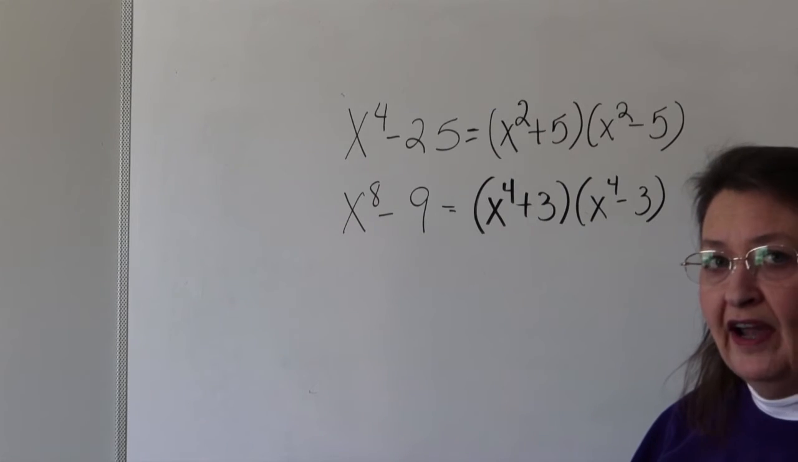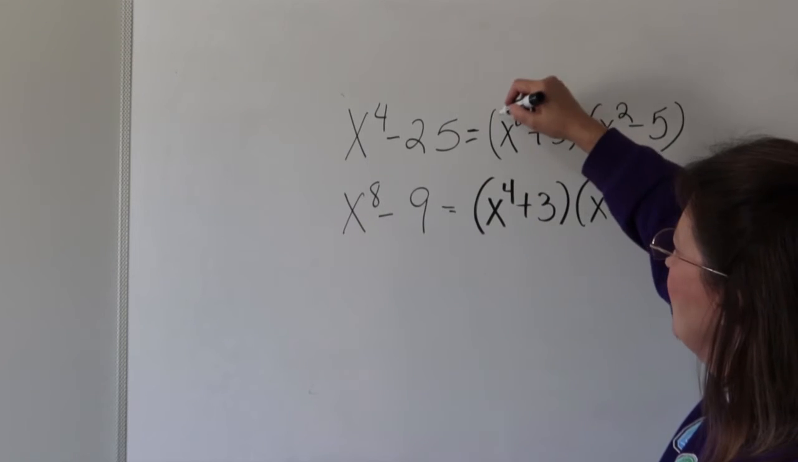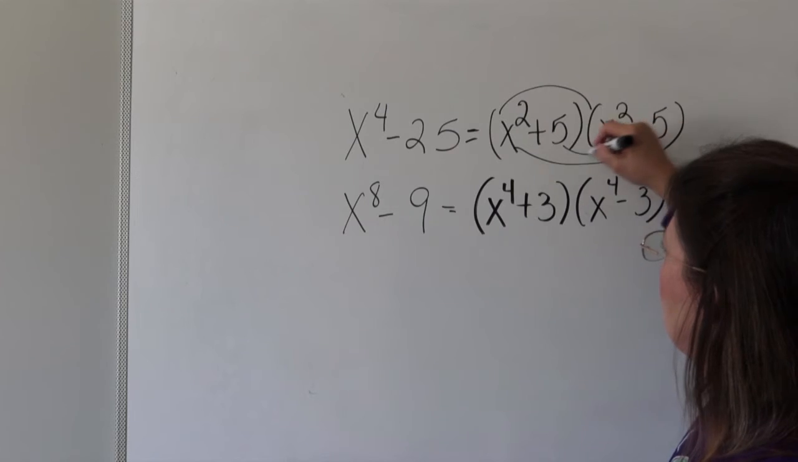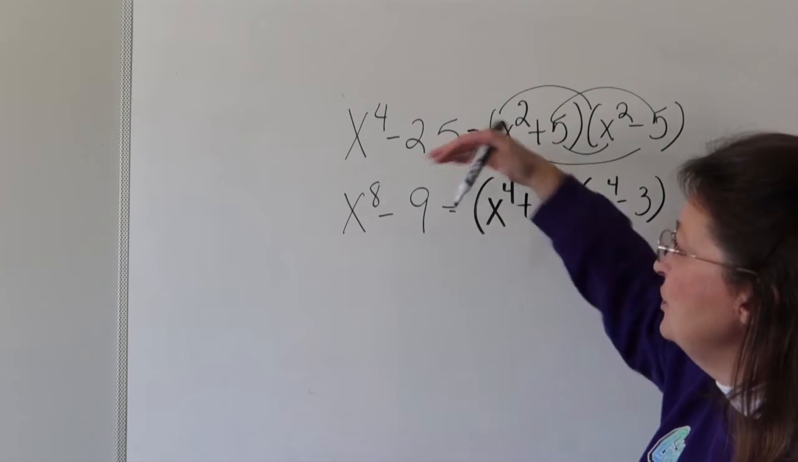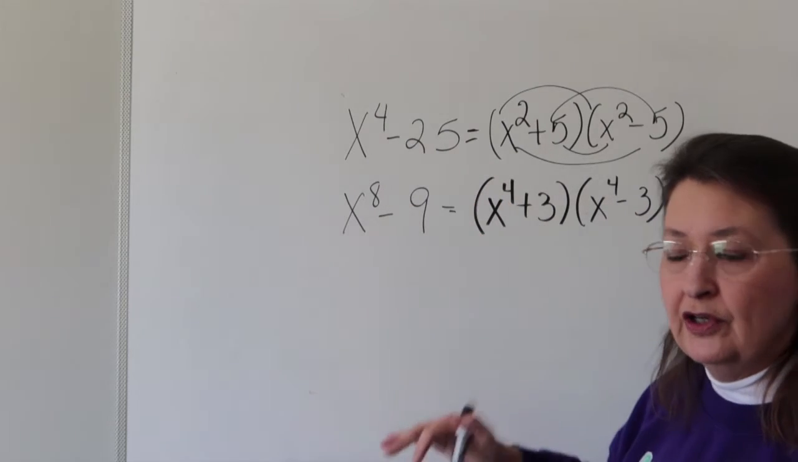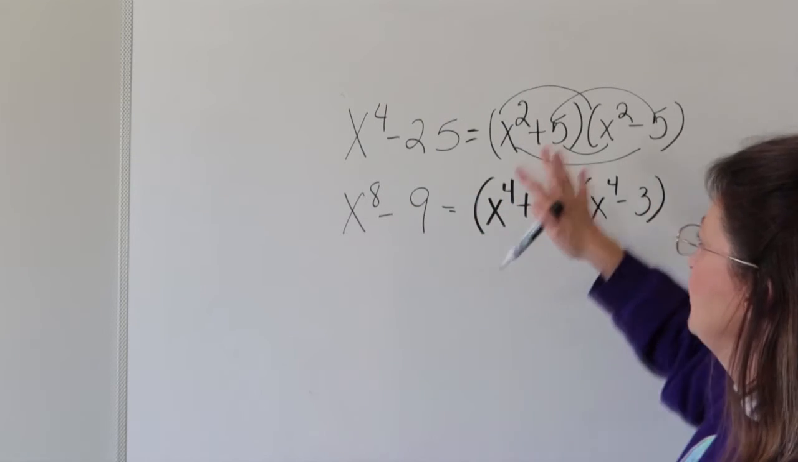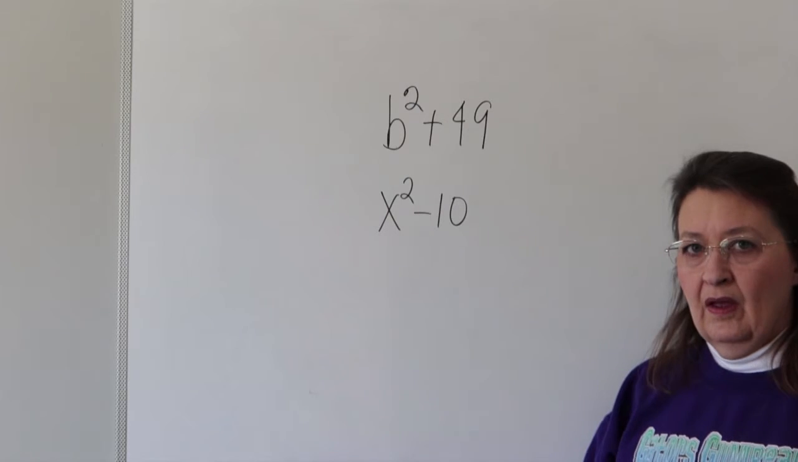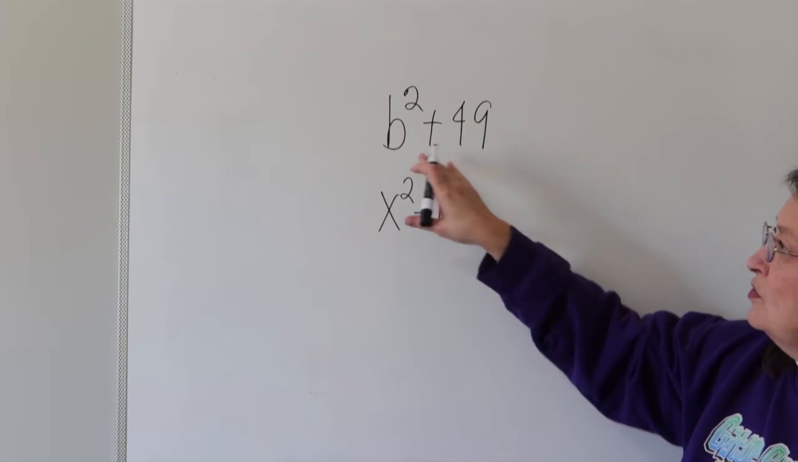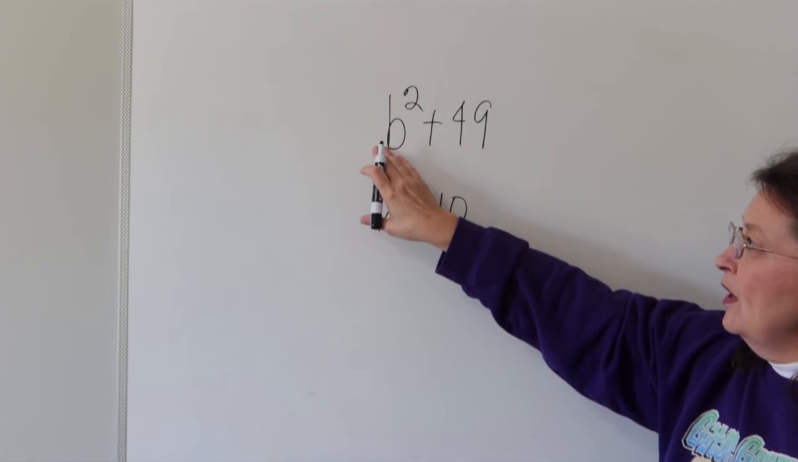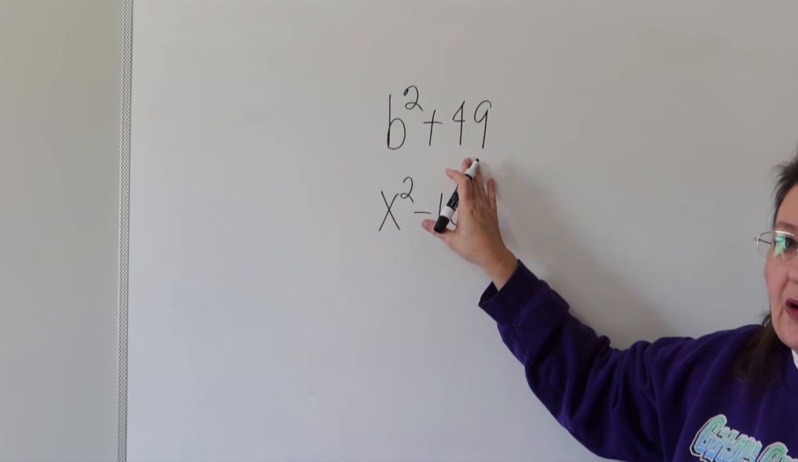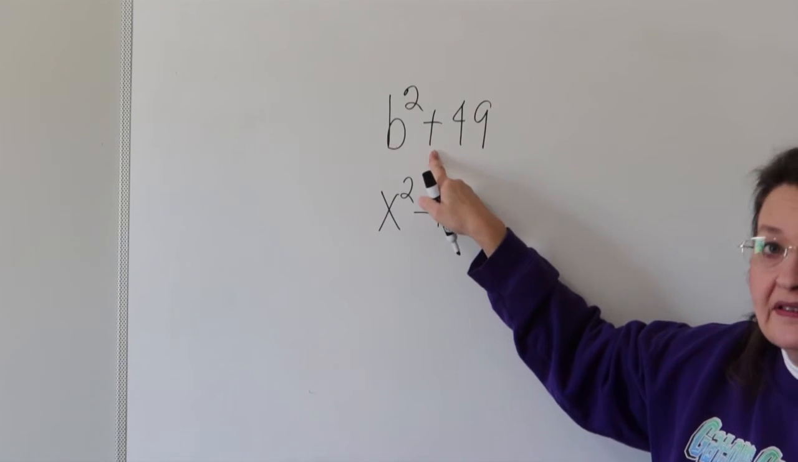And anytime you factor these, you can always go back and FOIL your two binomials, use the FOIL method on them, and you should get your original expression. You're not changing the value, you're just changing the look of it. Okay, let's look at these. b squared plus 49. This is a perfect square, and this is a perfect square. The problem is, this is a plus sign.